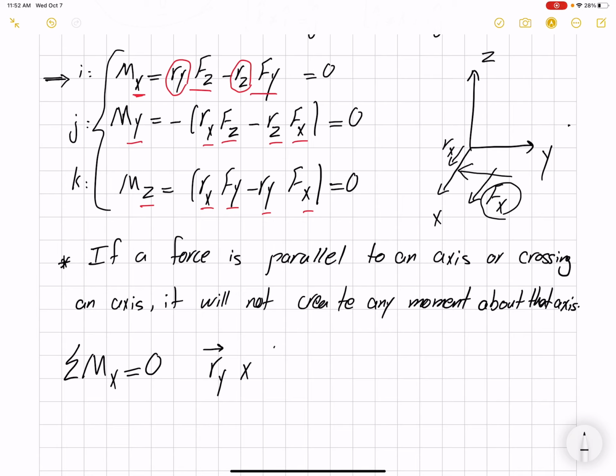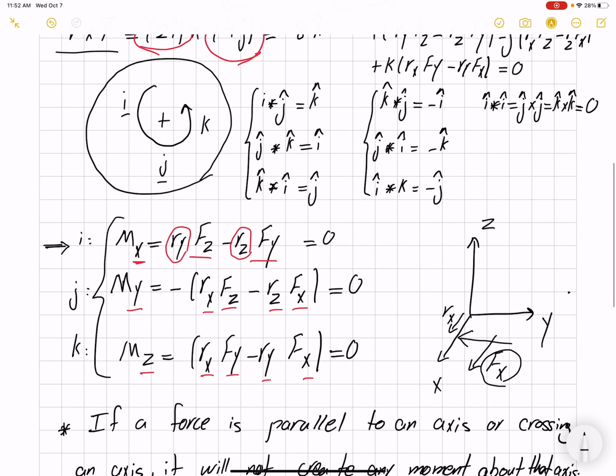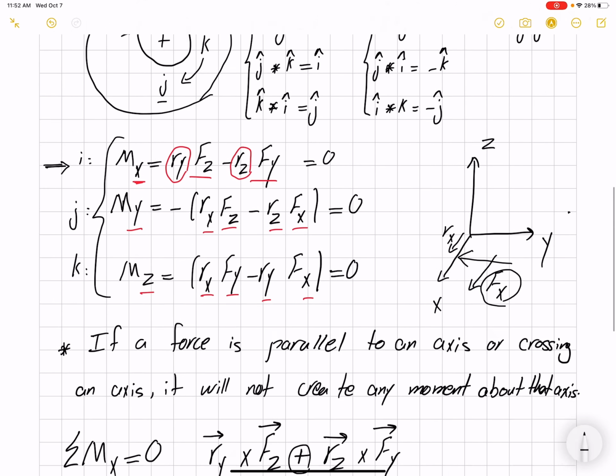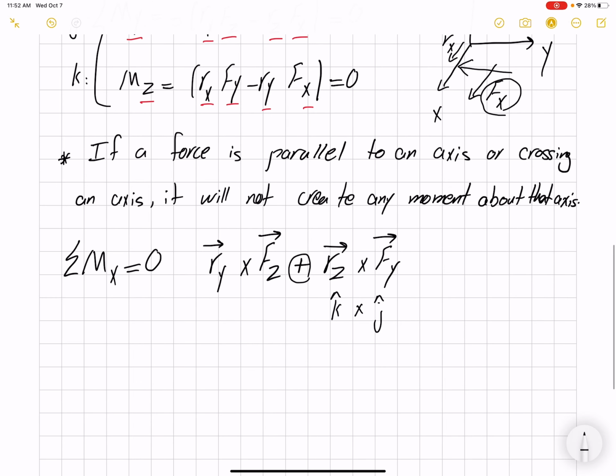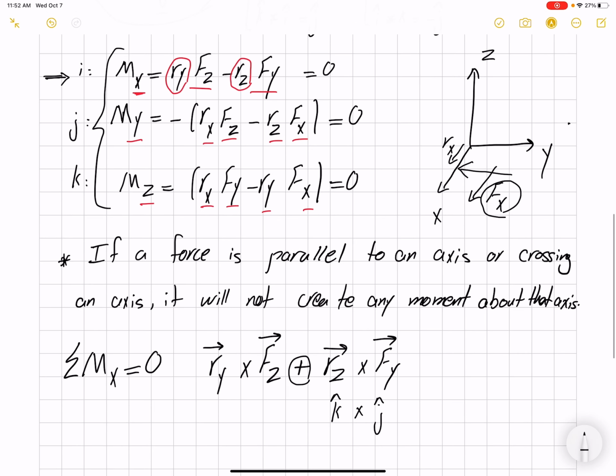So ry cross fz plus rz cross fy. You can see that when I write it in a vector form, I use plus instead of minus, because that negative sign will appear when I do the cross product. I have a k component here that would be k cross j, and k cross j, I'm going clockwise in my circle that I showed here. Therefore, that negative sign will appear. And same thing for summation of moment in y and z.